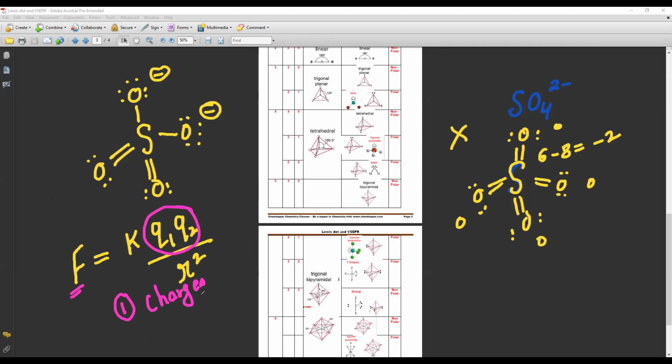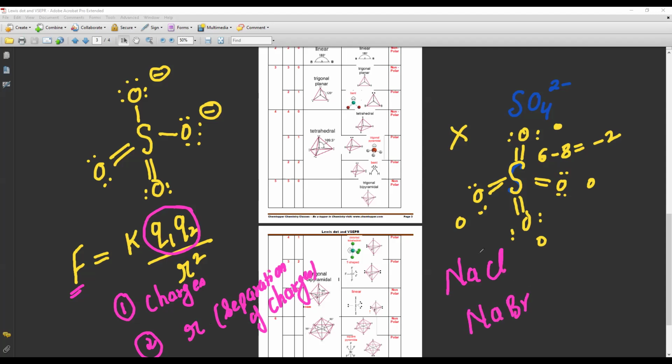So Q1 and Q2, the first difference is charges. And if you see the difference in charges, you are ready to answer it. But if charges are same, then you have to see the distance or separation of charges, R. For example, if I give you NaCl and NaBr, charges are same.